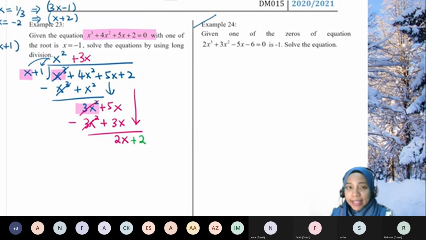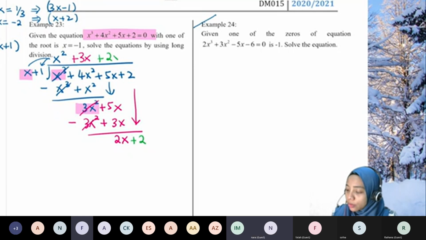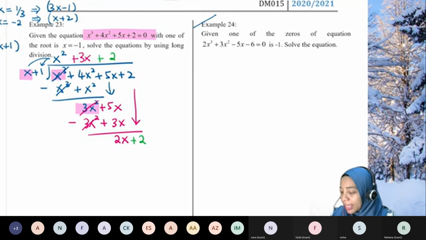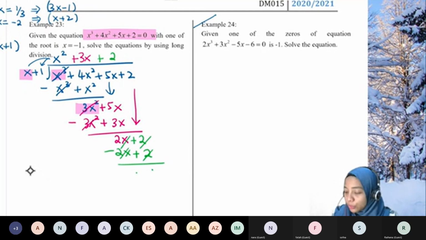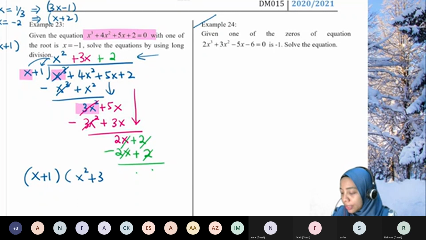Okay, what makes 2x? So pastinya you perlukan 2. Pastinya you perlukan 2 supaya 2 times with the divisor x plus 2. You kena pastikan bawah ni you habis potong, tak ada remainder. Okay. So you rearrange semula. You get x plus 1 and then the quotient here, x square plus 3x plus 2.